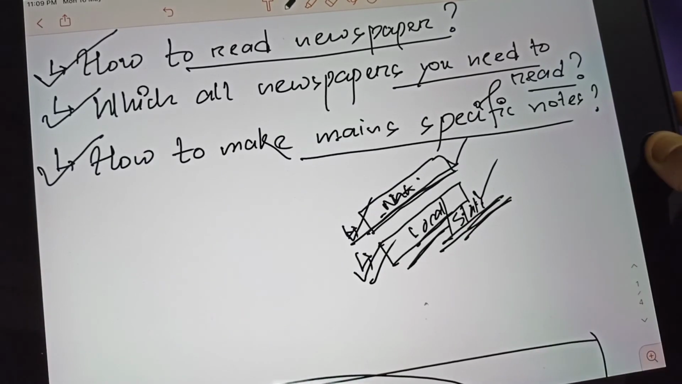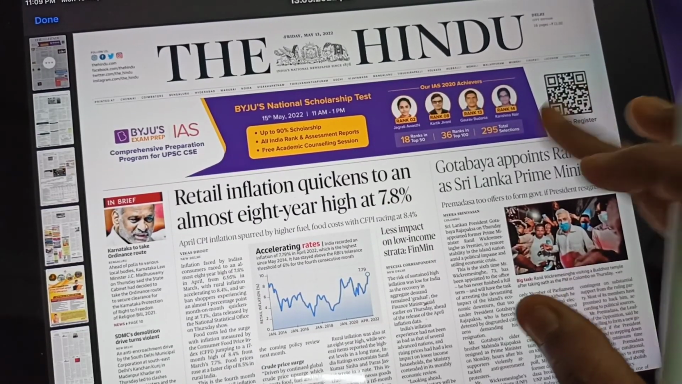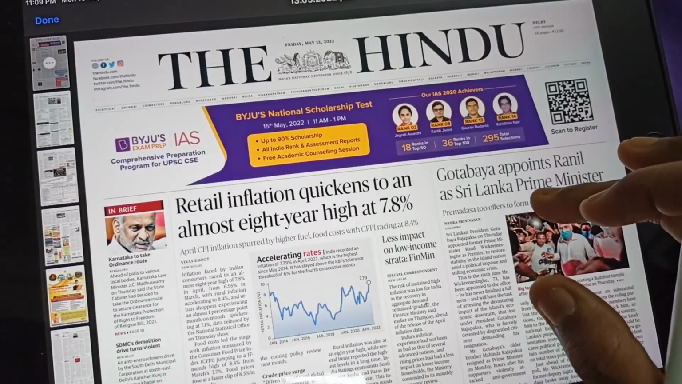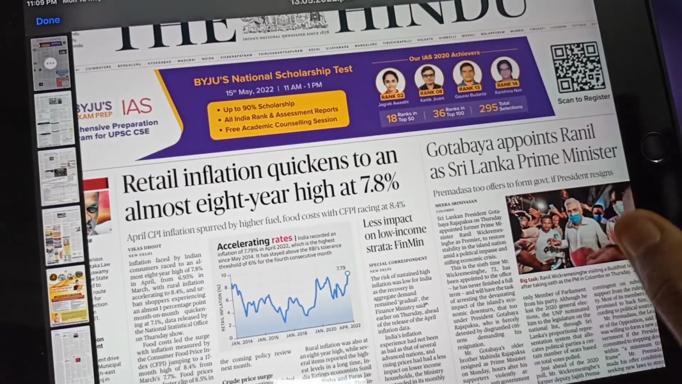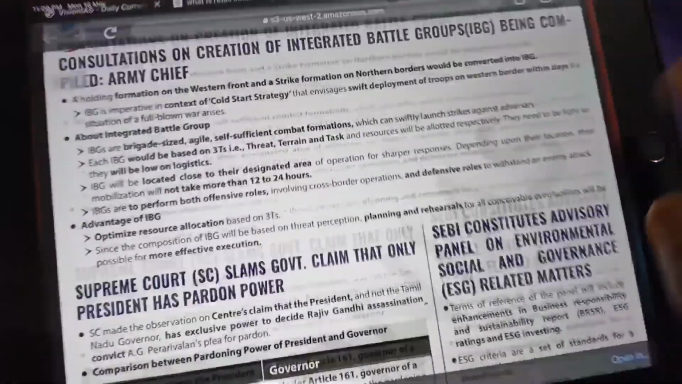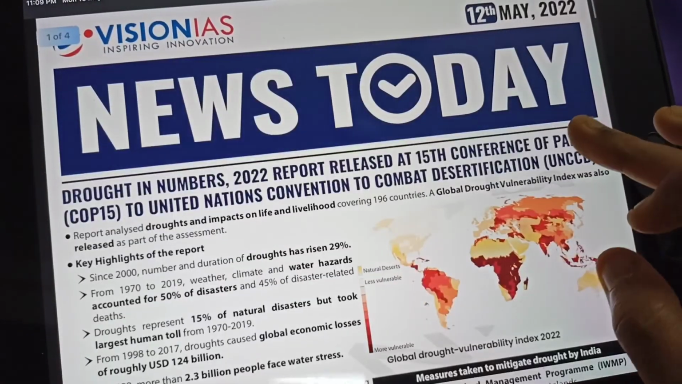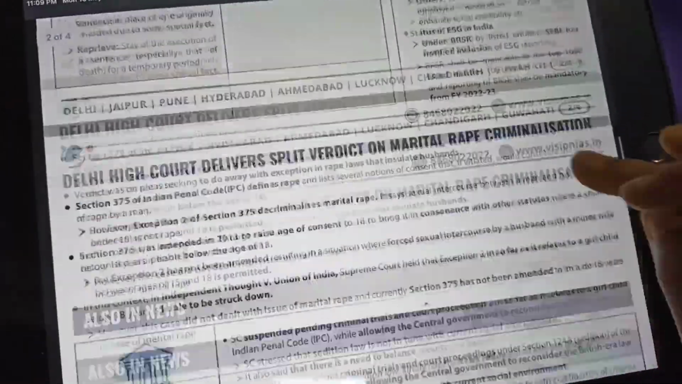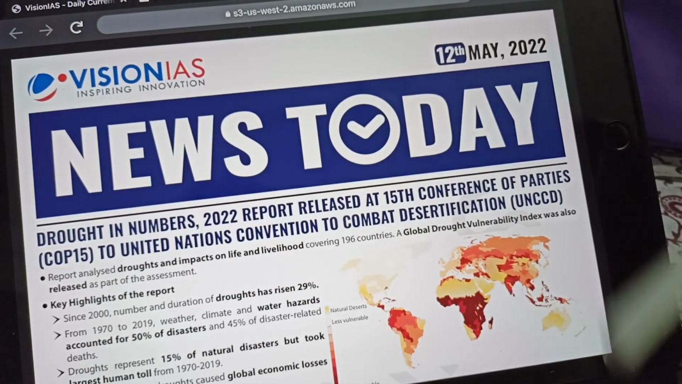For national news, I had referred to The Hindu regularly and very religiously. But if you find that the language of The Hindu is a bit difficult, and the news is also very diversified, then I would suggest you go for daily compilations by any standard coaching institute. For example, here I have opened the Vision IAS daily compilation. This is just a 4-page document and I think they have covered it very well. This was for national news.